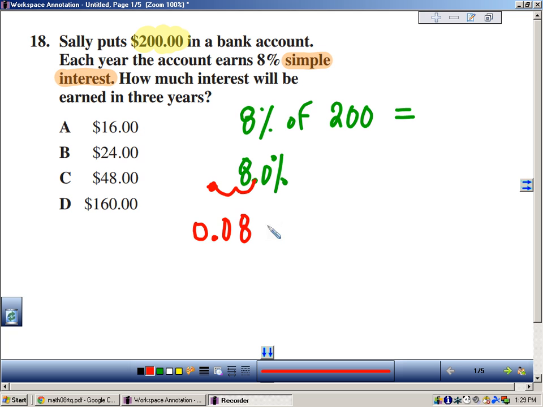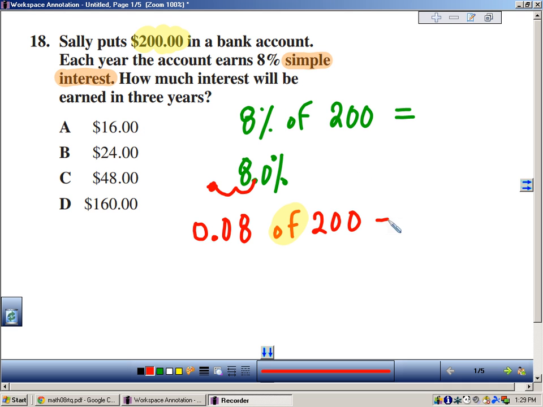Right? And so now we have 8% of 200. Now what do we do with this? We multiply the percentage by the amount. And so one of the key words that indicate you're multiplying is the word of. In mathematics, the word of typically means to multiply. So 0.08 times 200. And what is that amount?